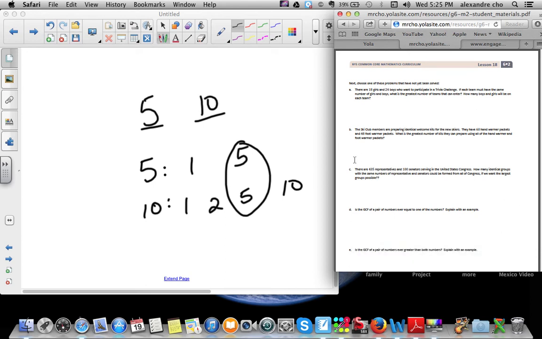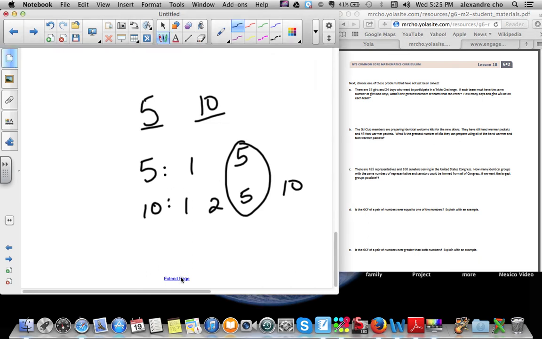Is the GCF of a pair of numbers ever greater than both numbers? Ooh. No, of course not. Because the factors of 10, for example, start at 1 and 10 is the highest number that it's going to go. Same with 5 or any other number.